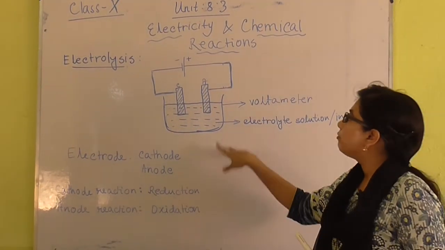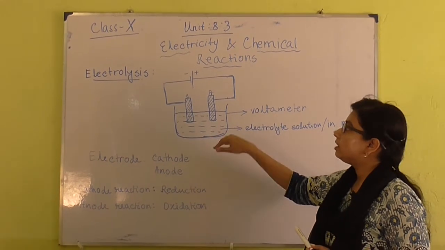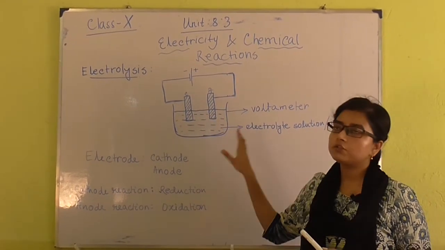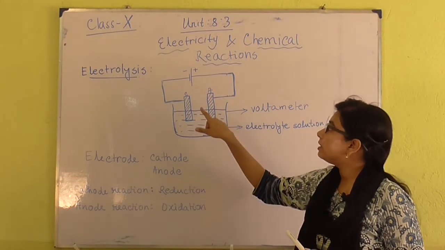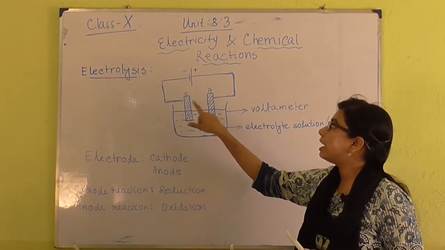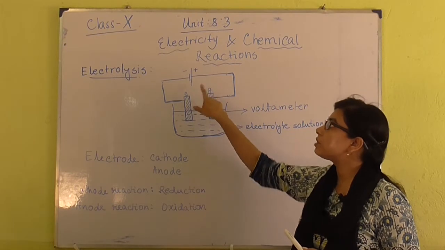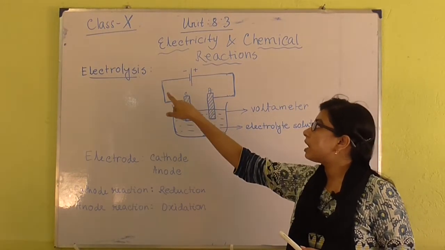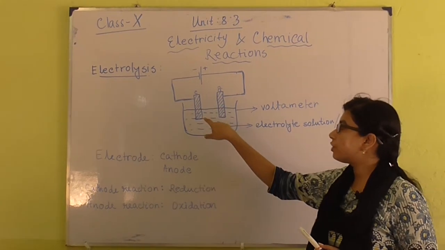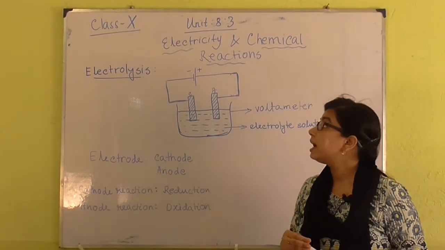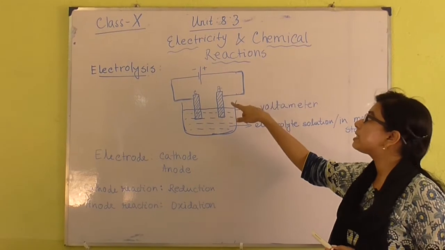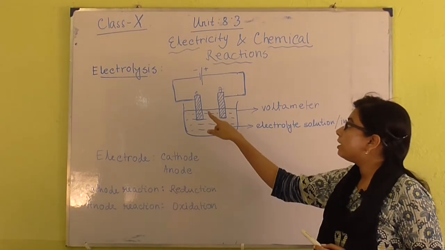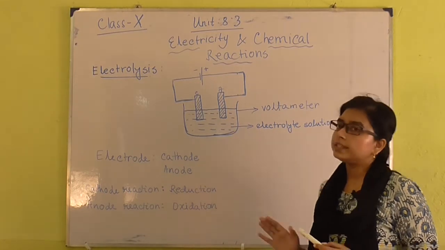Within this electrolyte, that is within the solution, we generally dip 2 metal strips, and these 2 strips are connected with the 2 terminals of a battery. The strip connected to the negative terminal is known as the cathode, and the strip connected to the positive terminal is known as the anode, and together they are known as electrodes.